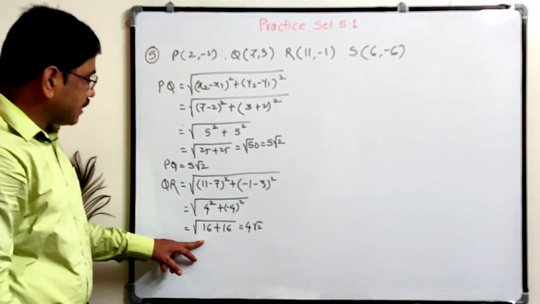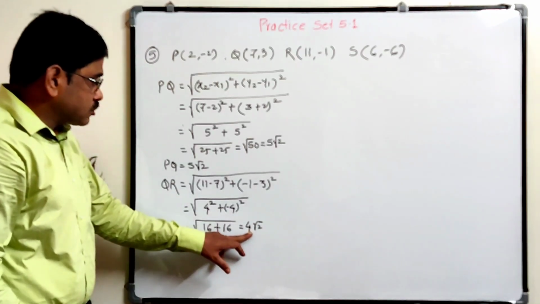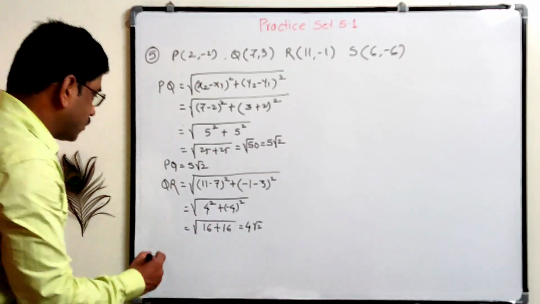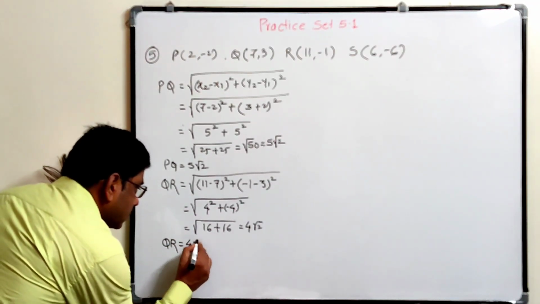32 is equal to 16 2s are. Take the square root of 16, which is 4, and 2 remains as it is. So QR is equal to 4 root 2. Second side, QR is 4 root 2.